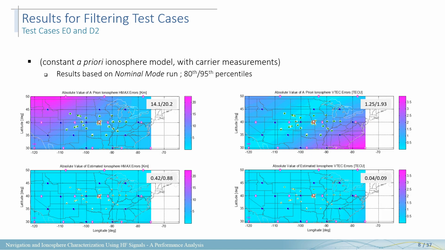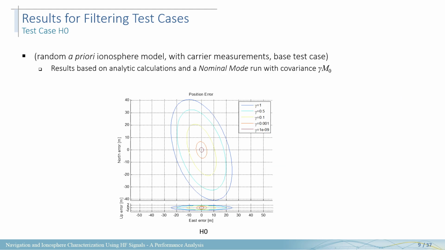For test cases of a constant a priori ionospheric model, significant errors in the a priori model are typically reduced to very small errors for their a posteriori counterparts, as demonstrated here. It has been shown that with a sufficient availability of observables, positioning errors are on the order of tens of meters, even with a random a priori ionosphere model that represents poor knowledge of the true ionosphere.